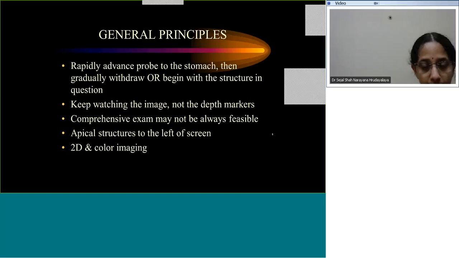A comprehensive examination may not always be feasible. Also, on the orientation, we will see as we go through the images how to understand the orientation. But remember that the apical structures are on the left side of the screen. And try to do 2D and color once one image is over, one at a time.